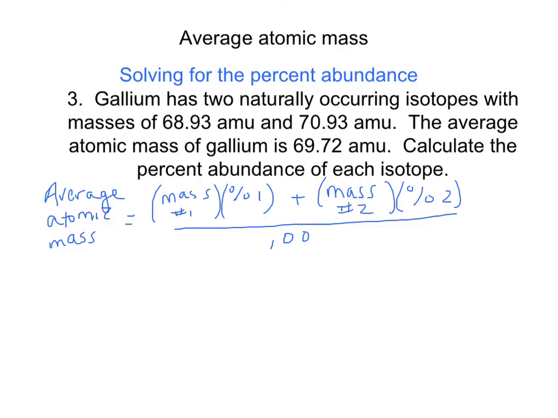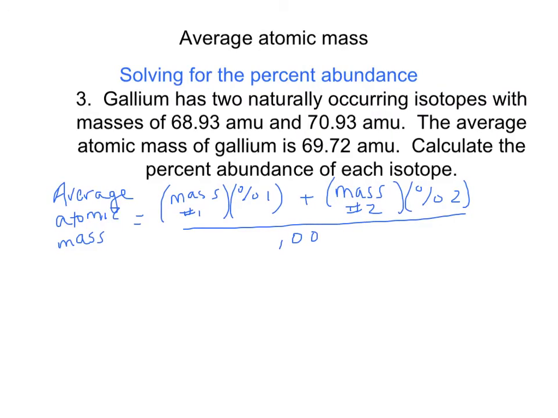In this case, for gallium, this isotope mass here is 68.93. And then we're going to multiply that by its percent abundance. But we don't know what that is. We're going to solve for that. So I'll come back and fill that in just a bit.